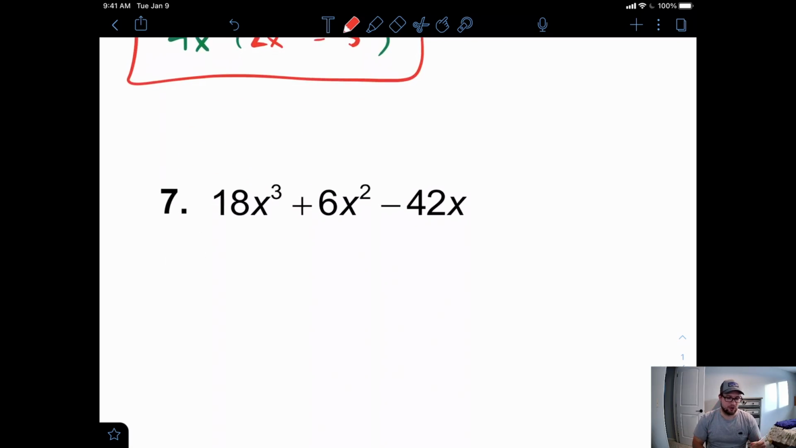Moving on to problem number 6. Now we have 3 terms. So this process is still very much the same. What number can I pull out of each of these? Now, 6, I think, goes into each. You always want to get the biggest number if possible, so we're going to pull a 6 out because 6 does go into each. This one has 3 x's, this one has 2, this one has 1, so I can pull out 1x as well.